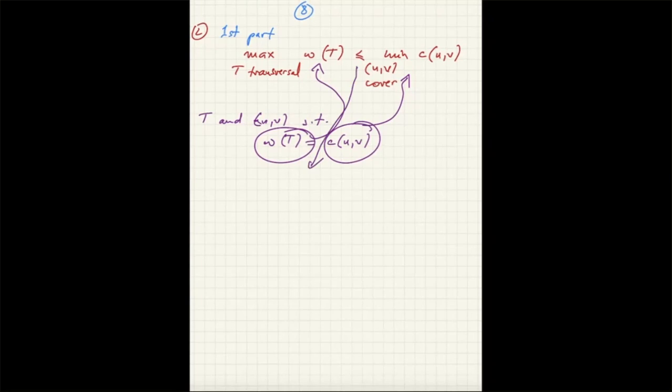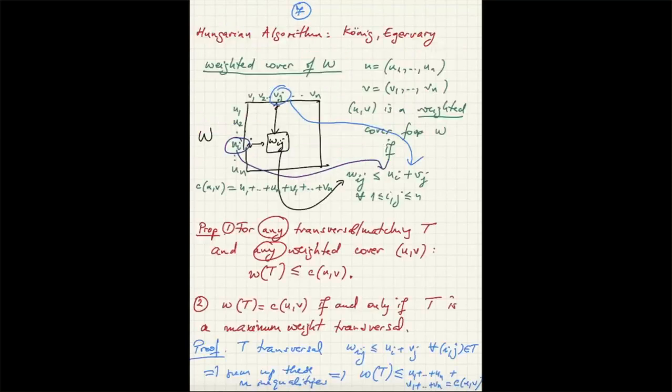Okay, so if we have the weight of a transversal equal to the cost of a cover, that is the place where these two universes meet, where the maximum over all the transversals of the weight of the transversal equals the minimum cost of a cover.